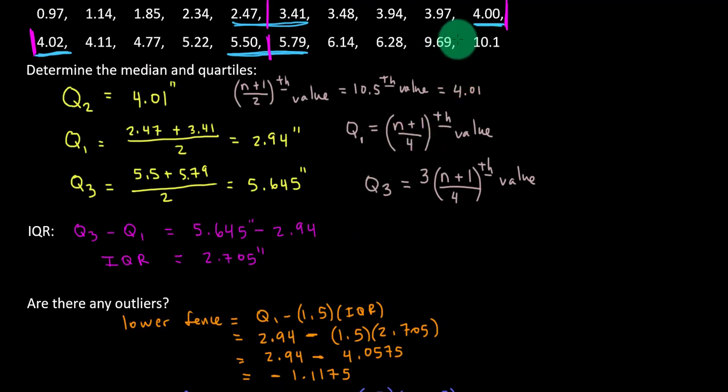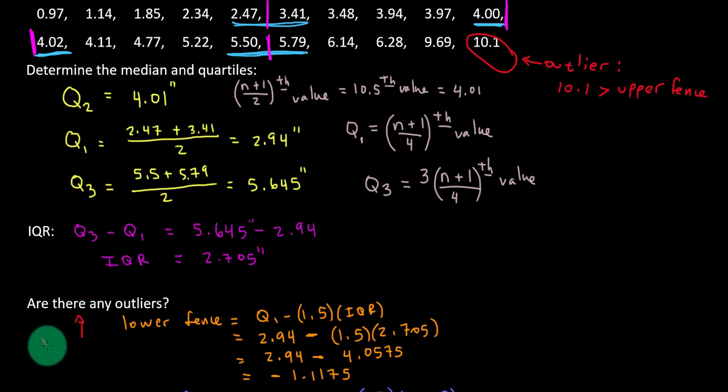Oh, up here. The 10.01 is larger, but is that larger? No. So 10.01 is going to be an outlier because it is larger than the upper fence. So the 10.1 is greater than the upper fence, which makes it an outlier. So to answer this question, are there any outliers? I'll say yes, 10.1 inches.